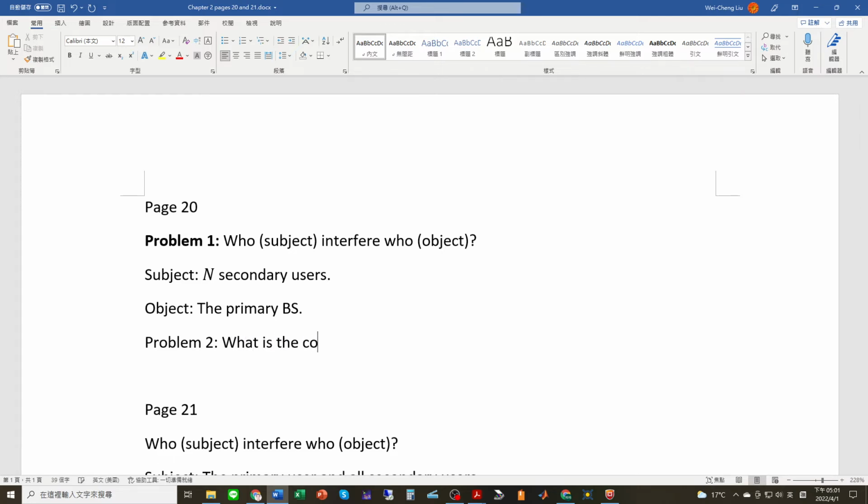What is the communication direction? Uplink, downlink, or both? Oh, sorry, both. Okay.